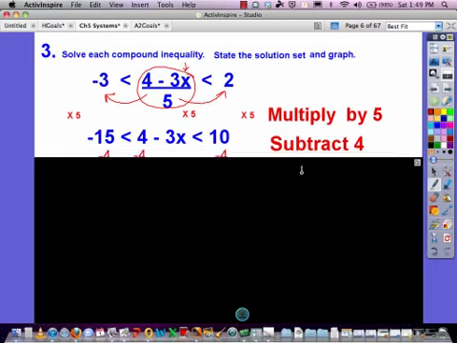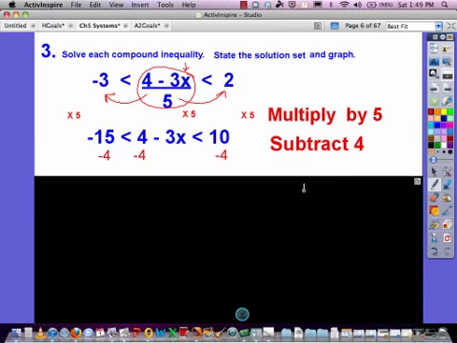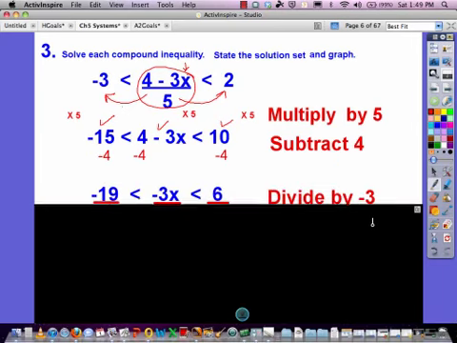But I would have to subtract it from, notice, 3 different parts. The middle is where I subtracted it from, the right side, and the left side. If you only do it to 1, then you're not really solving it totally. So when we subtract 4 and simplify, we now have this inequality remaining.